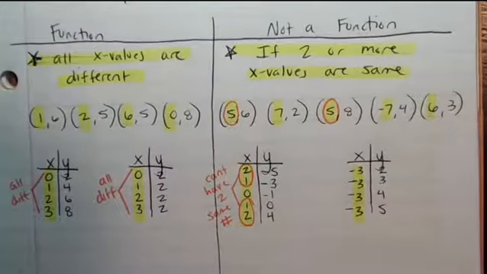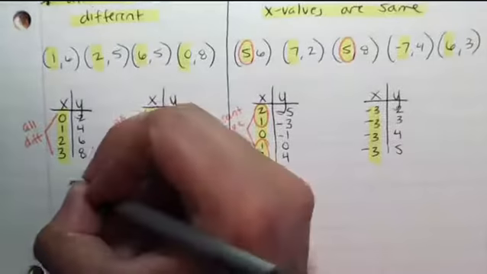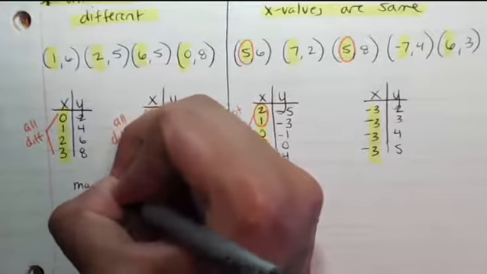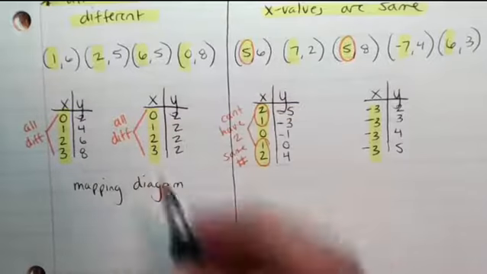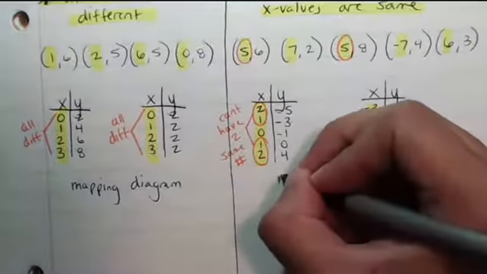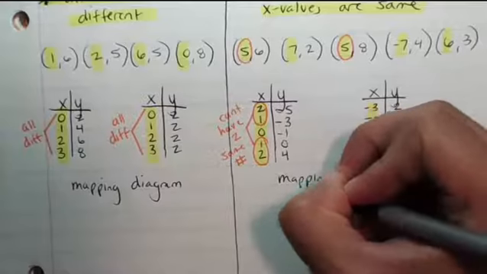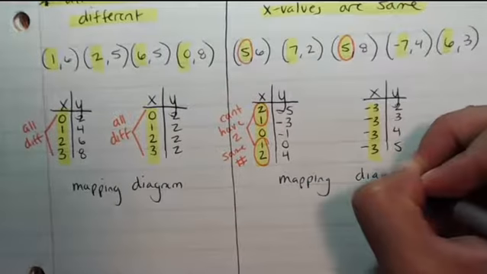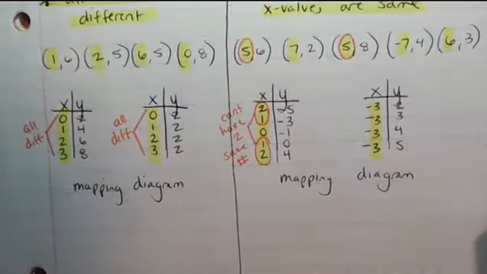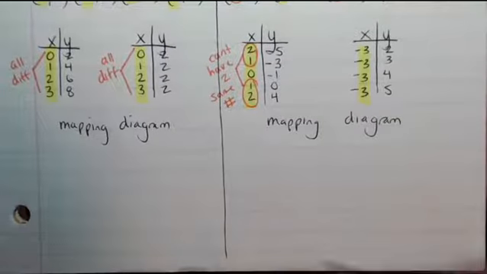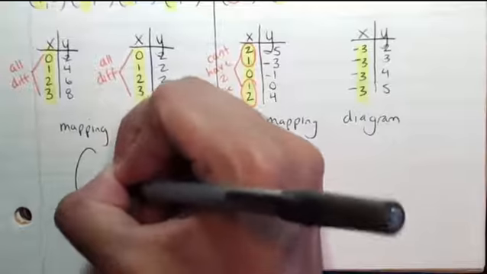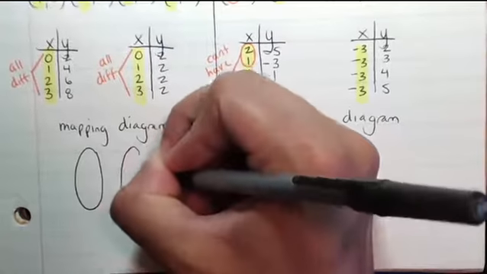The next thing might be new to you, and this is called a mapping diagram. You may have seen this, you may not have. We're going to do a mapping diagram example for both. And it's just another way of organizing your data from the function. What a mapping diagram is, it's two circles. So draw your two circles.